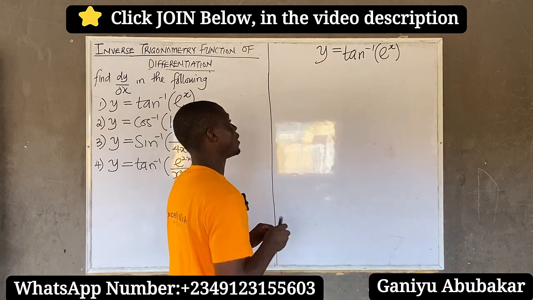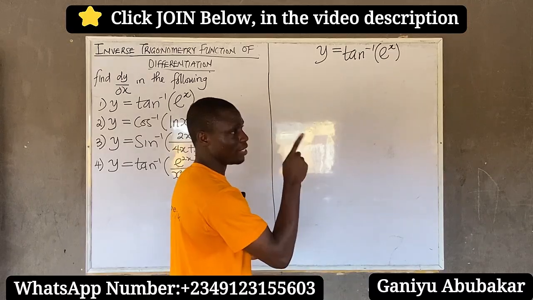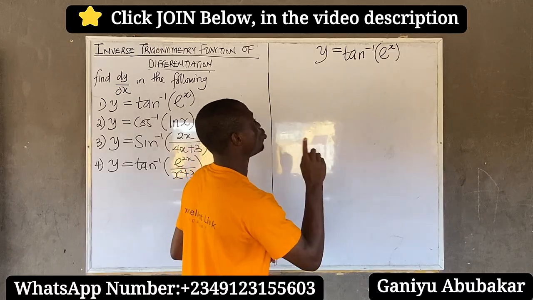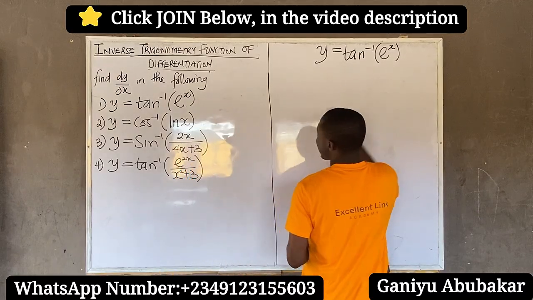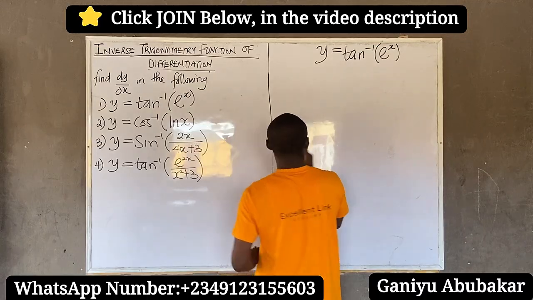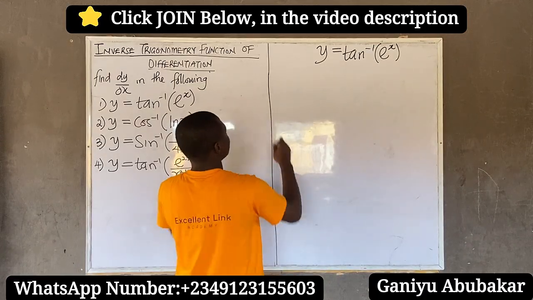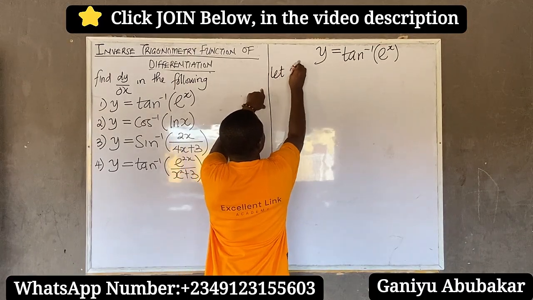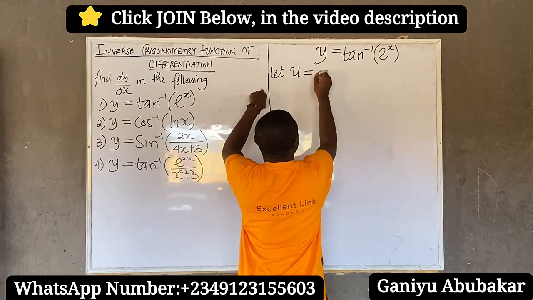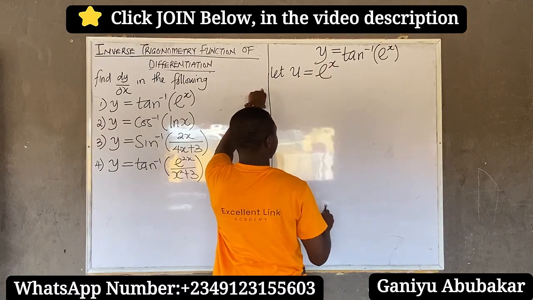So what do you do in this case now? Your first task is to call the term in brackets. Any term in brackets, call it u. It means that let u be equal to exponential x.